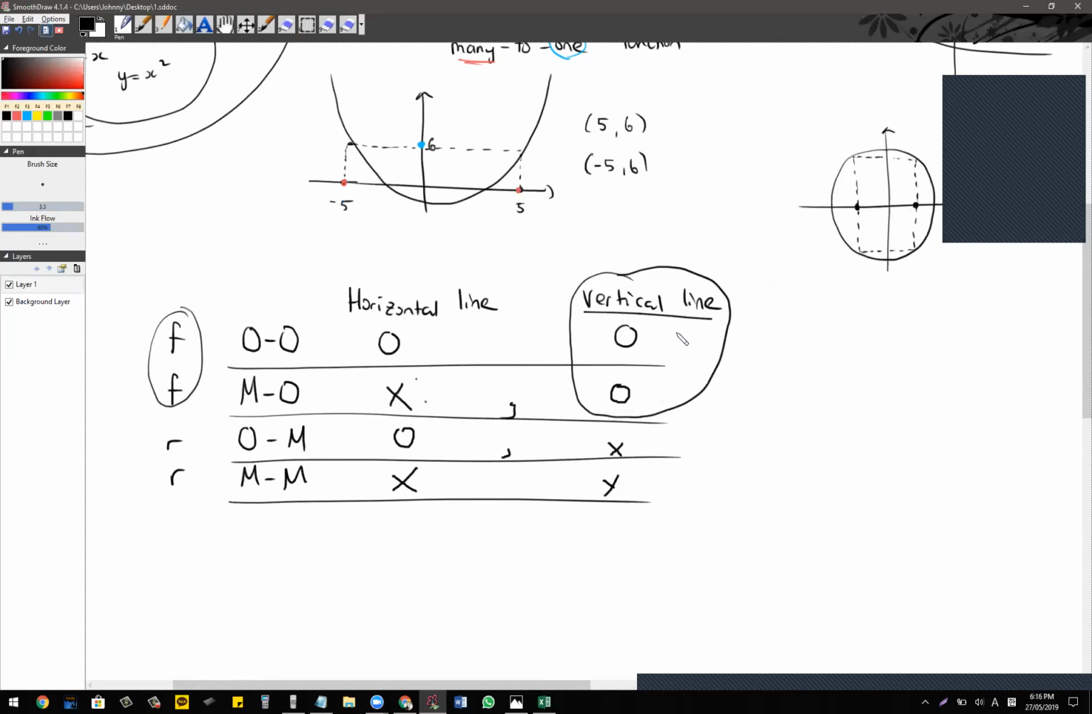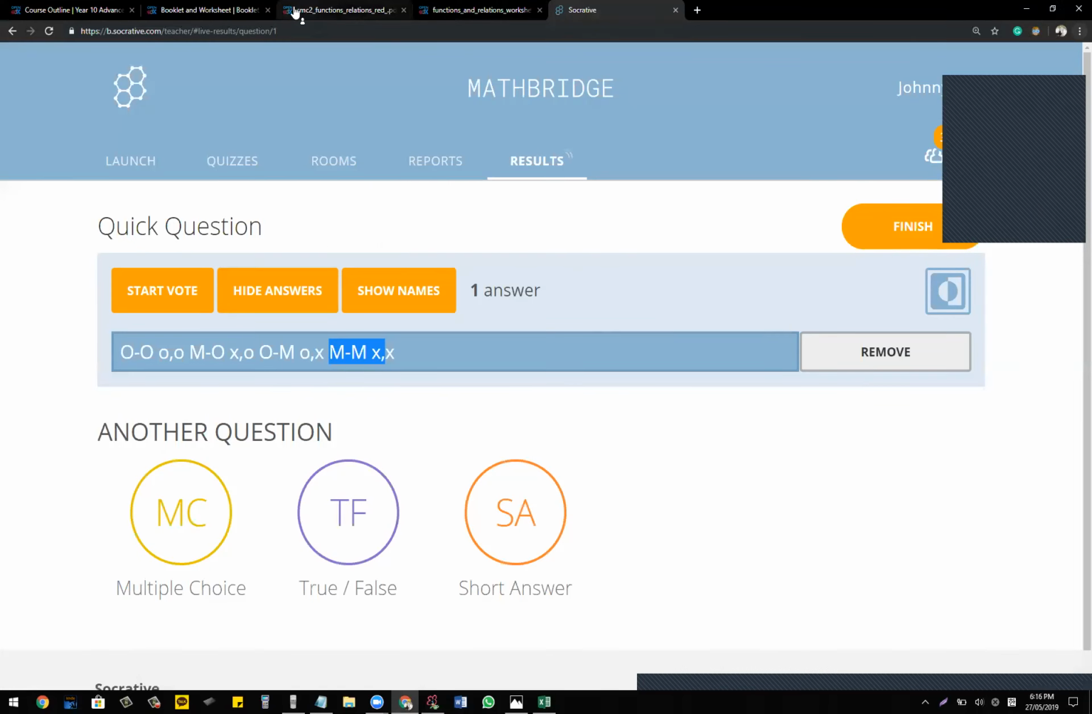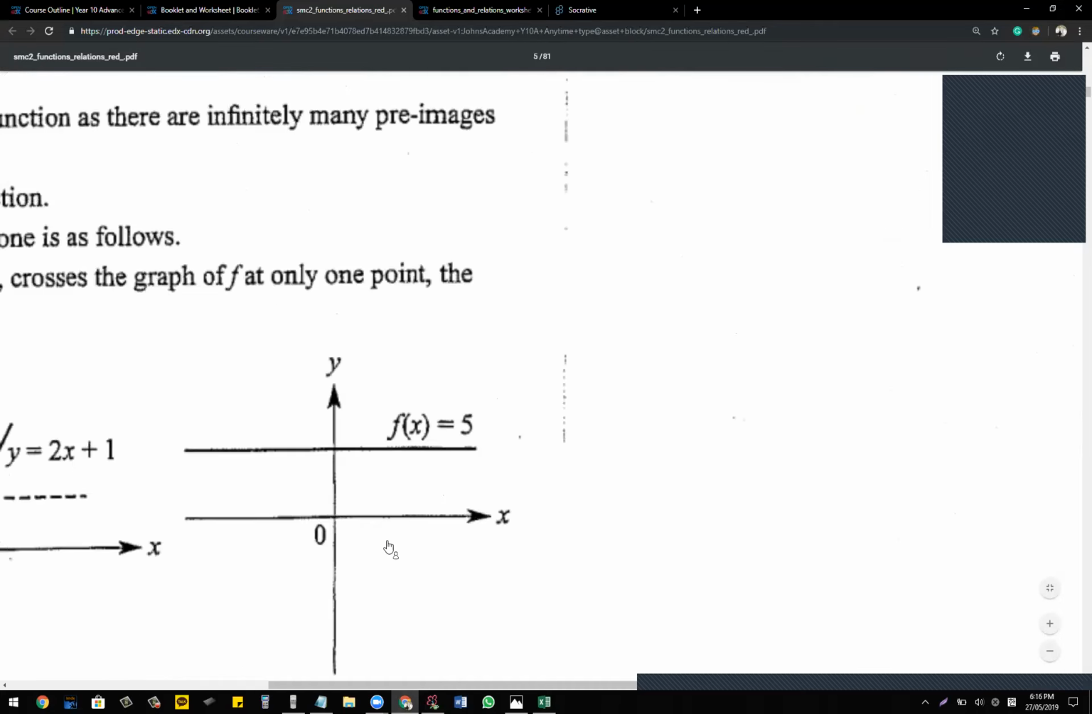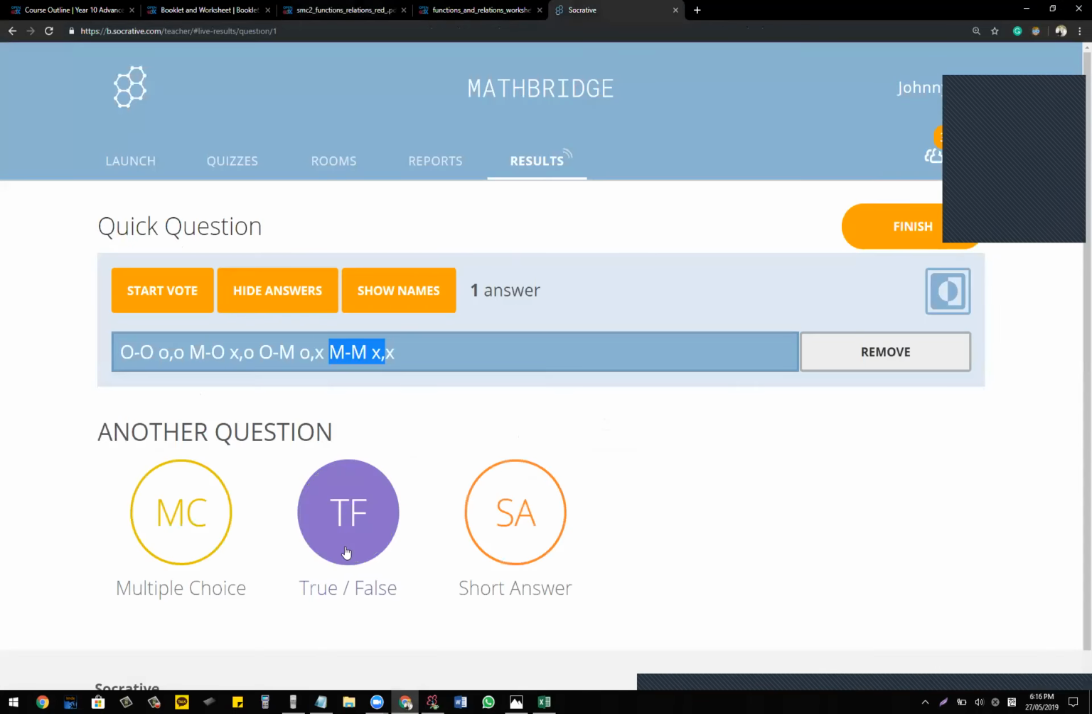Okay, so if we just go back to the worksheet, you can see that this one is a function, but not one-to-one. This one is a one-to-one function. It passes both the horizontal line test and the vertical line test. Is this one a function or not? Let me just run a survey there on Socrative. Let's go for true and false.